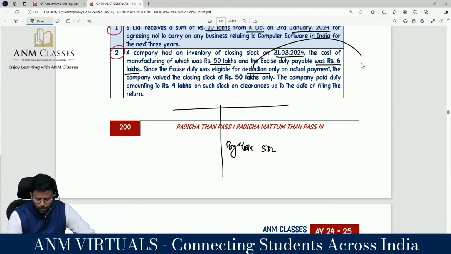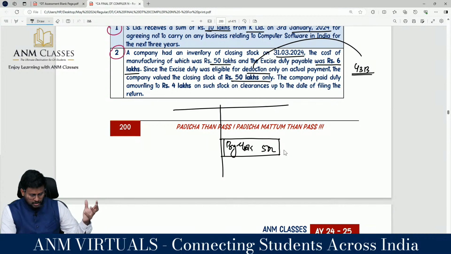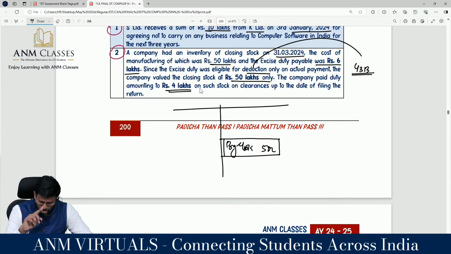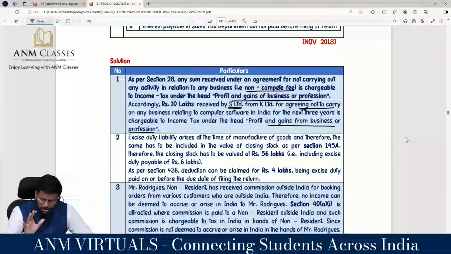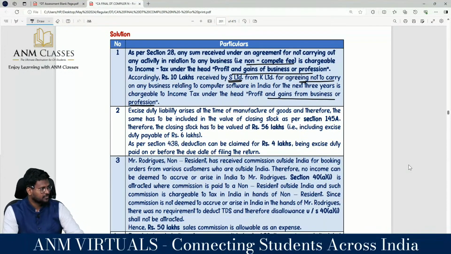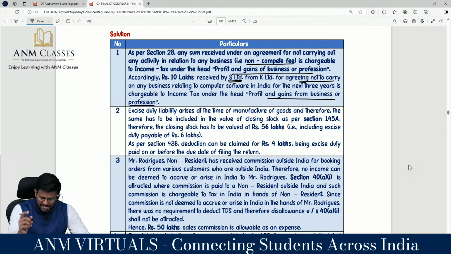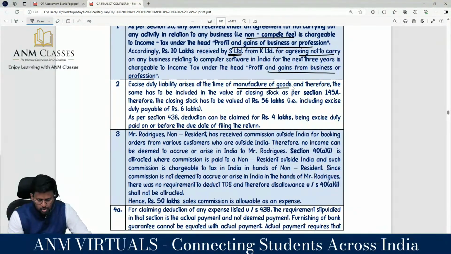Why? As per section 43B, any tax, duty, cess or fees payable, is the first point we have studied. The company valued the closing stock at only 50 lakhs, saying that this 6 lakh cannot be claimed as a deduction because it can be claimed as deduction only on actual payment basis. The company paid duty amounting to 4 lakh on such stock on clearances up to the date of filing the return under section 139 subsection 1. Up to filing the return, how much had they paid? 4 lakh. Right?